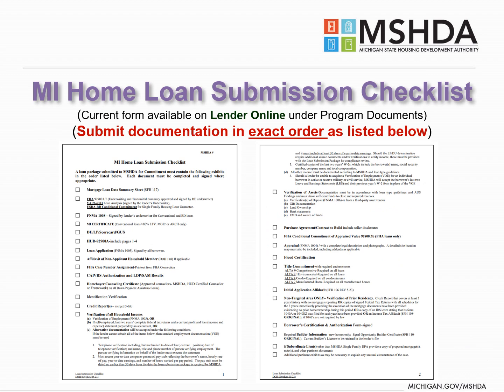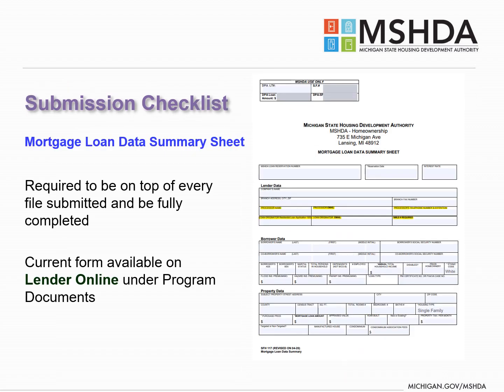The 2-page loan submission checklist is available on Lender Online for your use. Please scan and upload your file in the exact order listed on this checklist. This checklist is not required to be submitted with the loan. The mortgage loan data summary sheet must be fully completed and be the first document scanned and viewed on every file. This form is available on Lender Online under Program Documents.